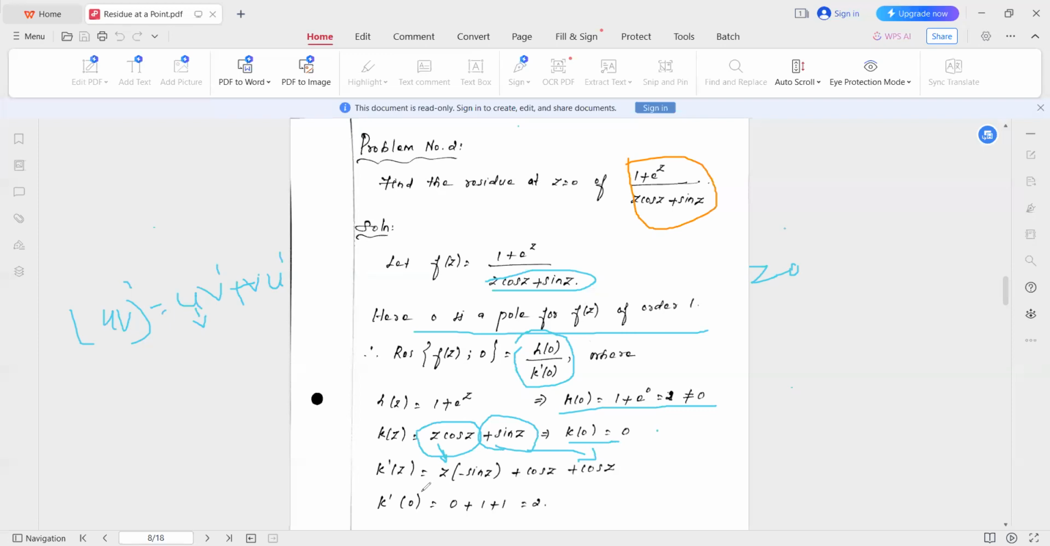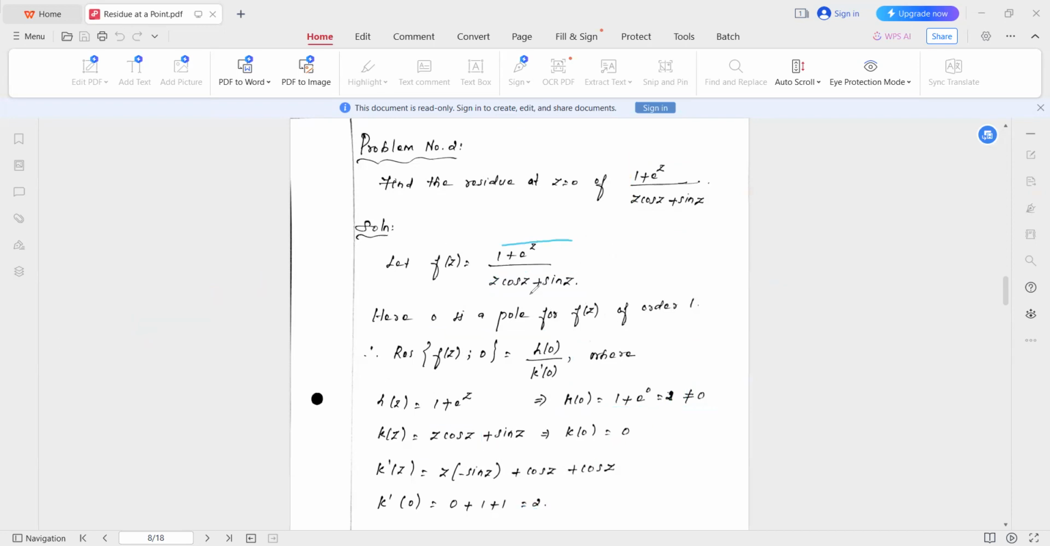Now substitute the point 0 in the place of z. We get k dash of 0 is equal to 0 into minus sin 0, which is 0, so the first term becomes 0. The second term, cos 0, is equal to 1. The third term, again cos 0, is equal to 1, so it is equal to 2. Therefore h of 0 is 2 and k dash of 0 is also 2. So h of 0 by k dash of 0 is equal to 2 by 2, which is equal to 1. Therefore the residue of the function f of z at the point z equal to 0 is 1.